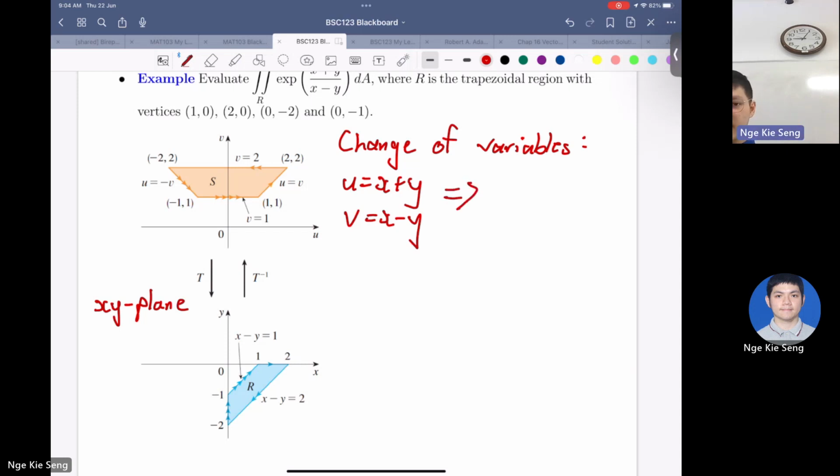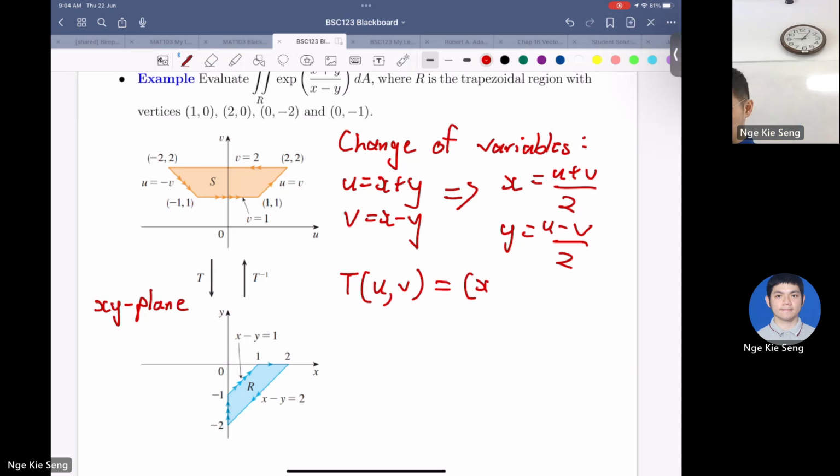So in this case here, actually we have a similar transformation. This is the same as before. And of course, let's write down the T first. T is going from new variable to old variable, where x is equal to (u plus v) over 2 and y is equal to (u minus v) over 2.